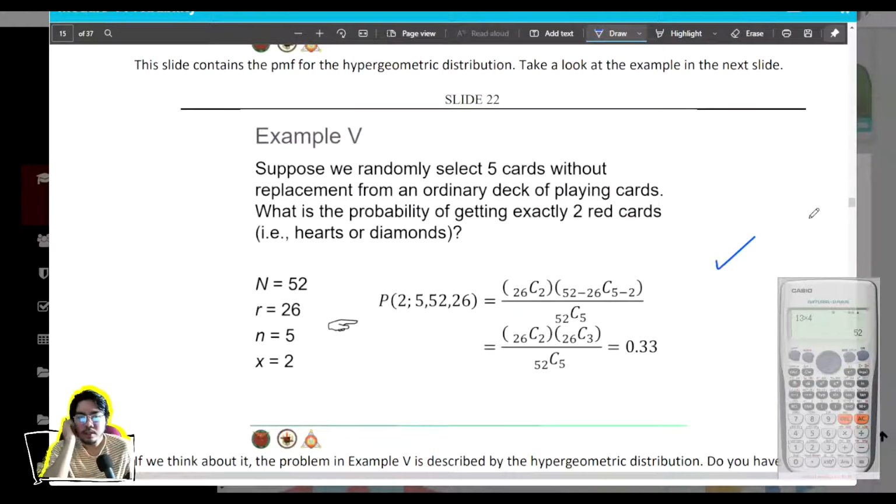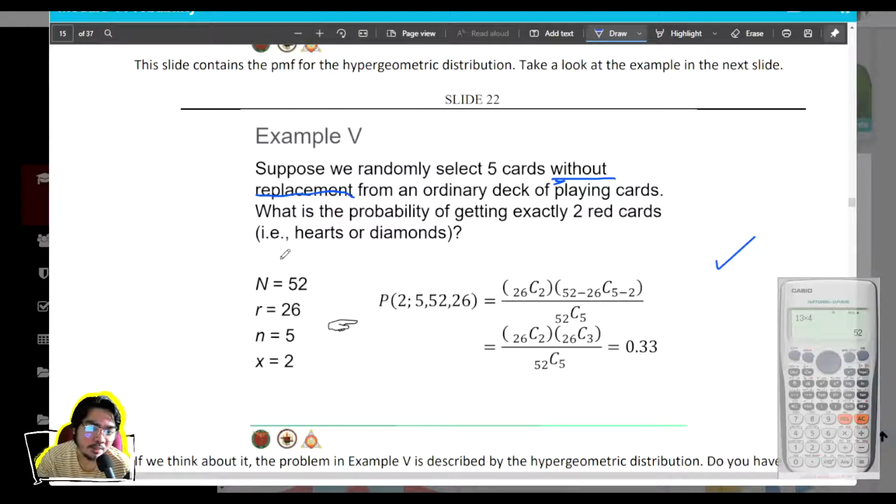Suppose we have randomly selected 5 cards without replacement from an ordinary deck. And ito explicitly clue na agad to, no? Without replacement. Therefore, is it hypergeometric or binomial? Without replacement, so the trials become dependent. Tama? So if it's without replacement, hypergeometric tayo. Okay? So from an ordinary deck of playing cards, what is the probability of exactly 2 red cards?